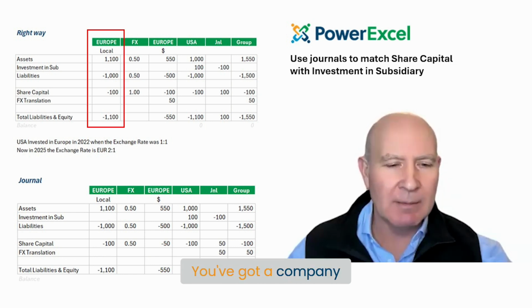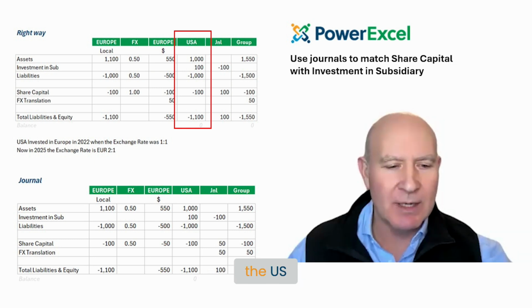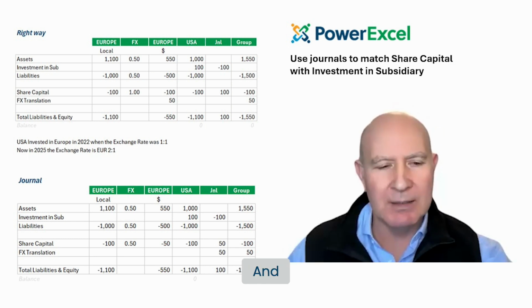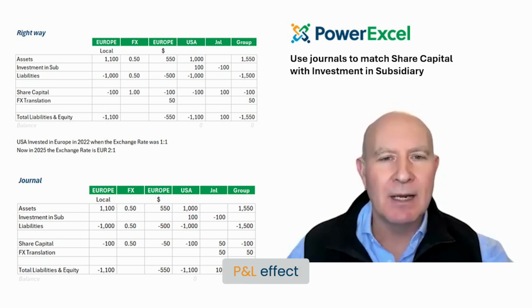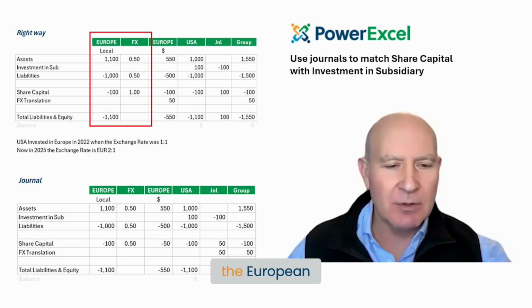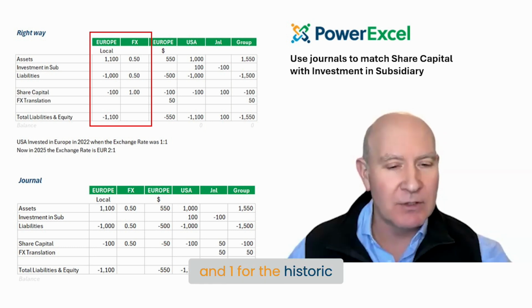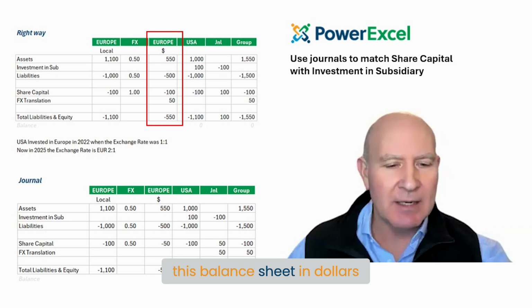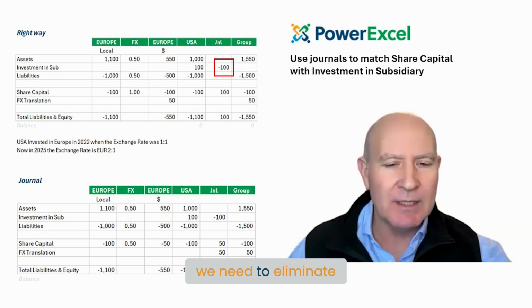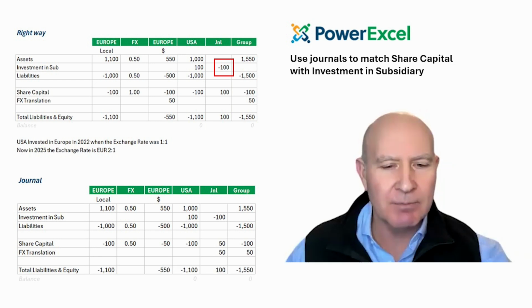Very simple. You've got a company in Europe and you've got a company in the US. And the US invested in Europe when the exchange rate was 1-to-1, and now it's 2-to-1. So very simple. And for this example, there's no P&L effect. It's just balance sheet. So now we see that the European translation would be 0.5, 0.5, and 1 for the historic. So you would get this balance sheet in dollars. And then the USA's balance sheet's like this. And then we know we need to eliminate the investment in subsidiary.